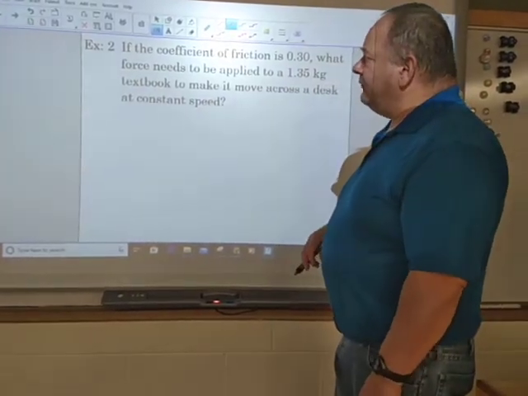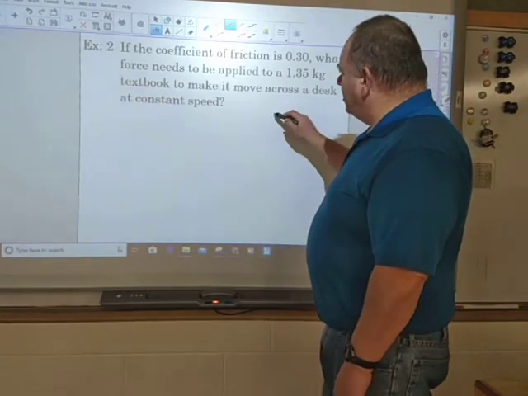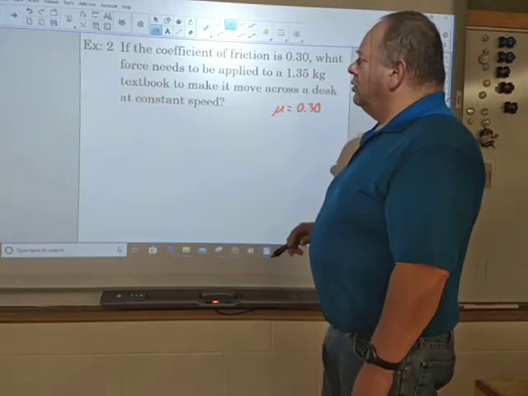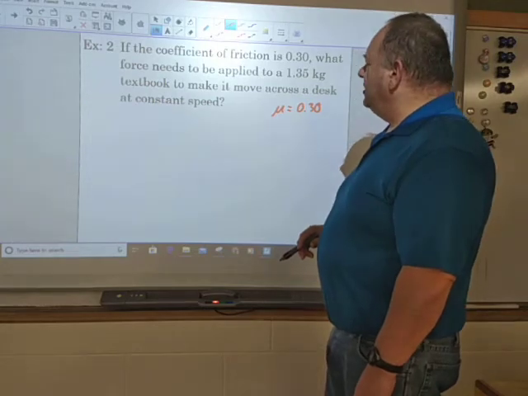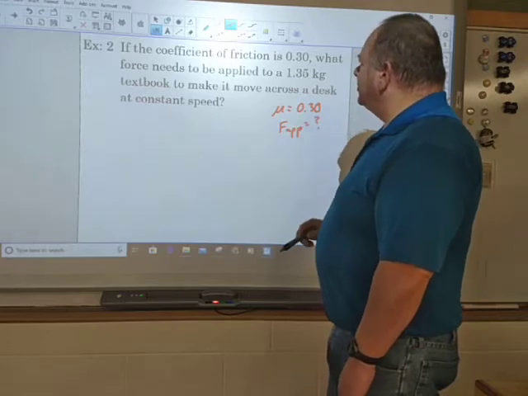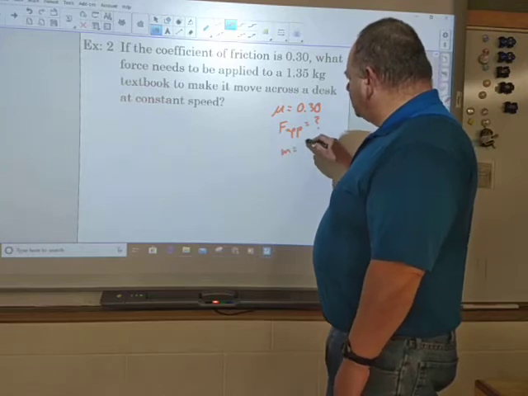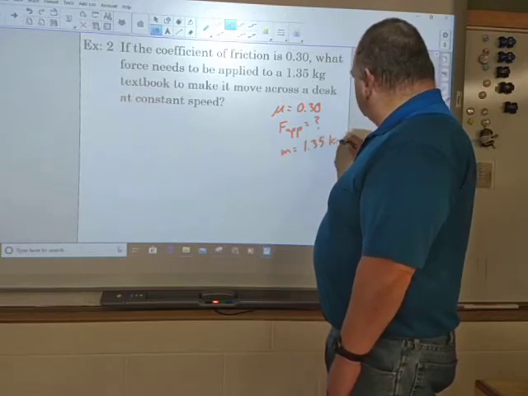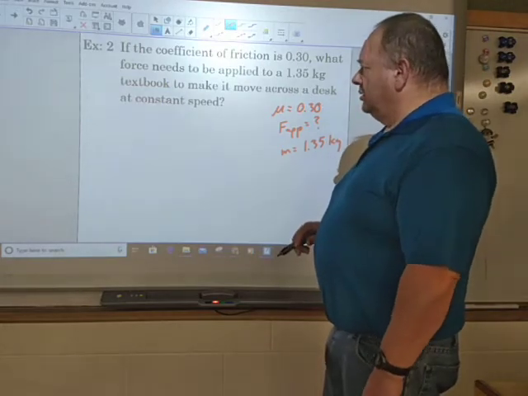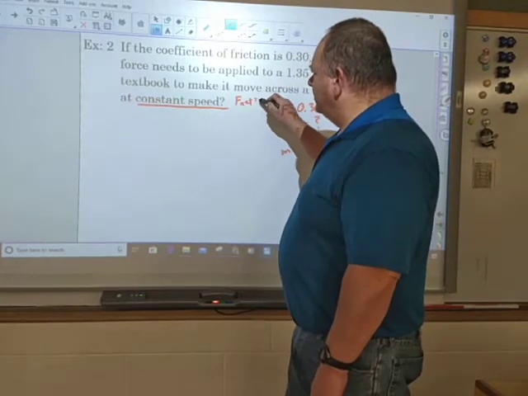This will be our last example for today. If the coefficient of friction is 0.30, so I'm going to just say mu equals 0.30, what force needs to be applied? So we're looking for applied force to a 1.35 kilogram textbook. That's a mass. To make it move across a desk with constant speed. That tells me that the net force is 0.